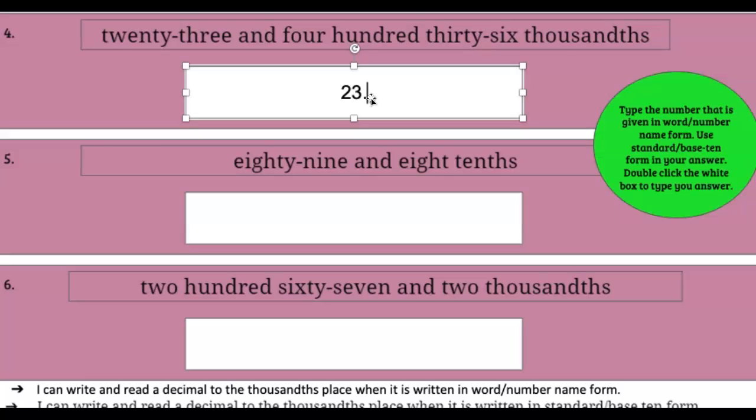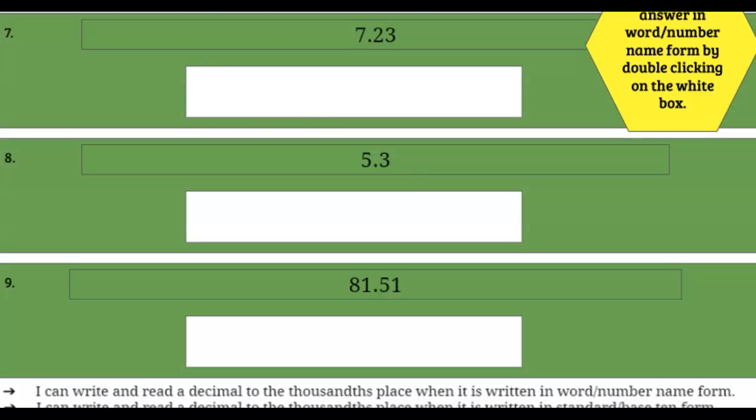436 thousandths. So if my word form ends in thousandths, that means I should have 3 numbers behind my decimal. 436. Well, I write it exactly how it sounds. 436. So when you read your number, make sure it matches with the word form. 23 and 436. Okay? Next one.